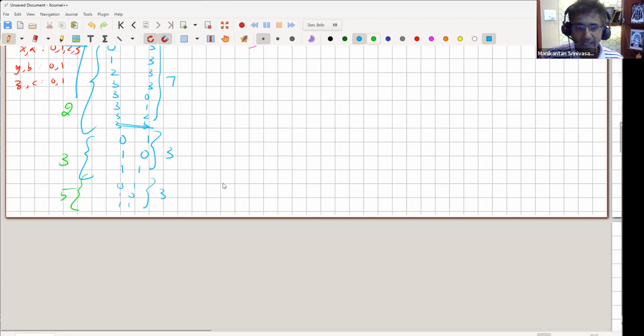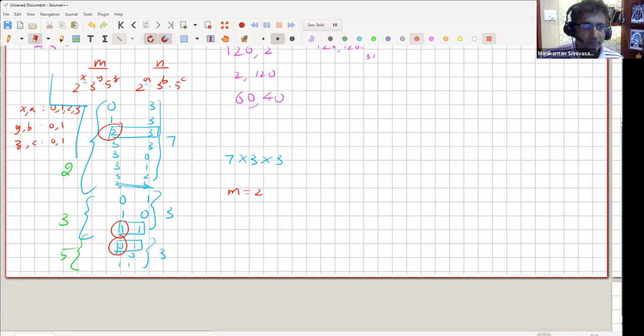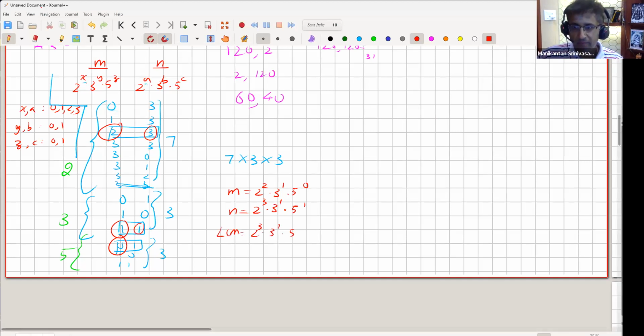So now she can mix and match anything, and she can say 7 into 3 into 3. An example would be, let's say she picks this, this, and this. So the meaning for that is your m is going to be 2 power 2 into 3 power 1 into 5 power 0. And n is, she's picking 2 power 3 into 3 power 1 into 5 power 1. So that way, the LCM is 2 power 3 into 3 power 1 into 5 power 1, exactly what we wanted.